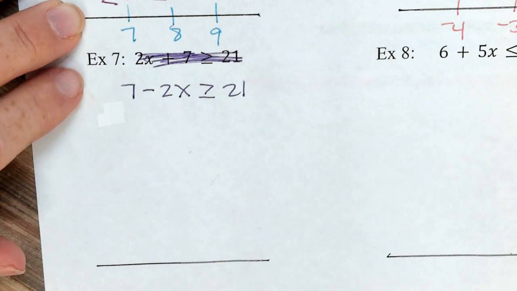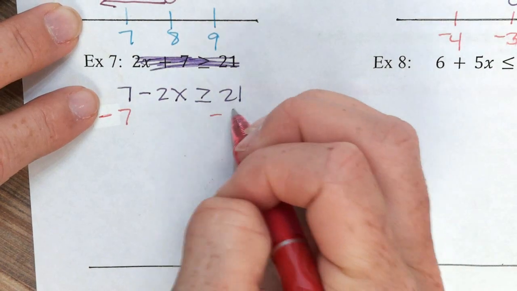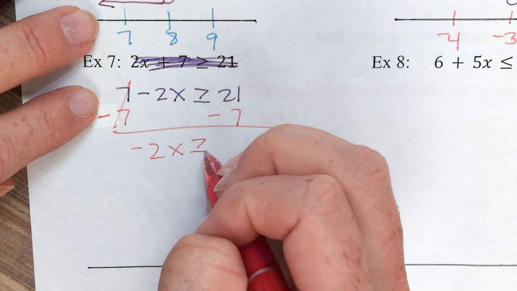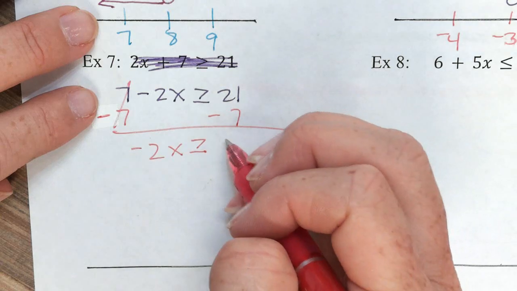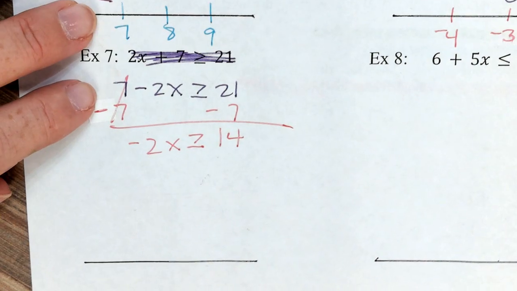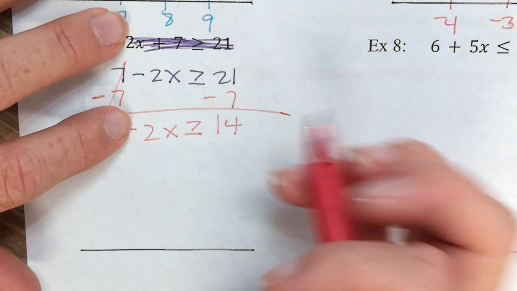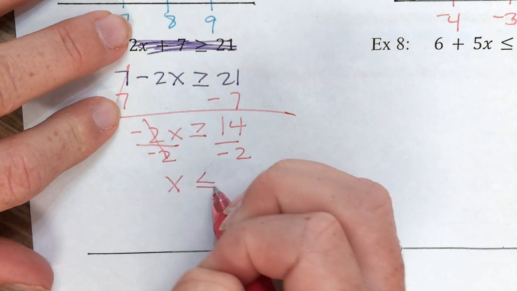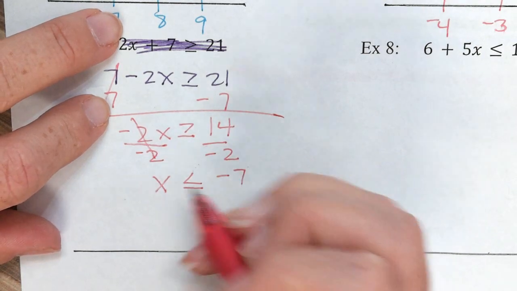All right, how would I get rid of the 7? How would I get rid of the 7? Minus 7. Remember, you're trying to zero it out. I am left with -2x is greater than or equal to, and what is 21 minus 7? 14. To get rid of the coefficient -2, I have to divide both sides by -2, and that means my sign is going to flip. And 14 divided by -2 is -7.